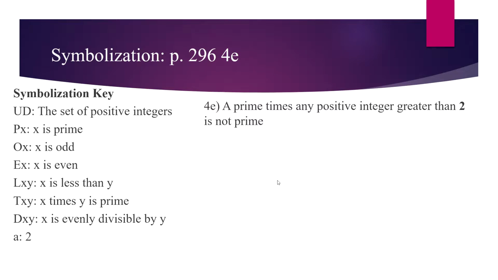Okay. Here I have 2 in bold because I edited this. The original problem said 1. There's no 1 in our symbolization key, so we don't have a way to symbolize that. A prime times any positive integer greater than 2 is not prime. Now this is really similar to the last one, right?